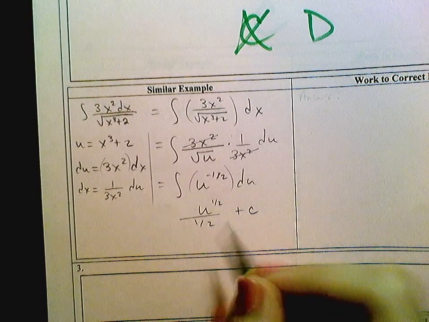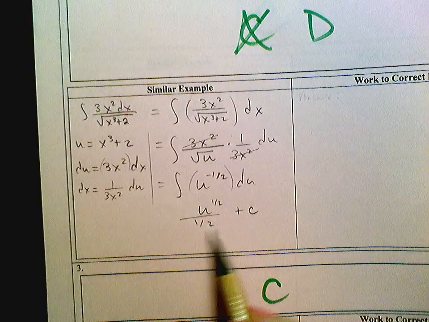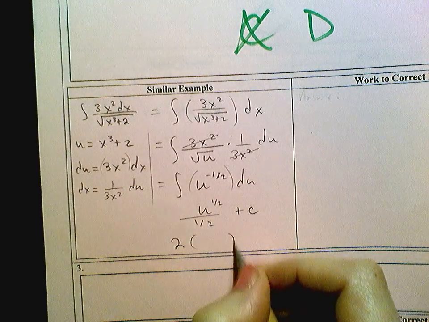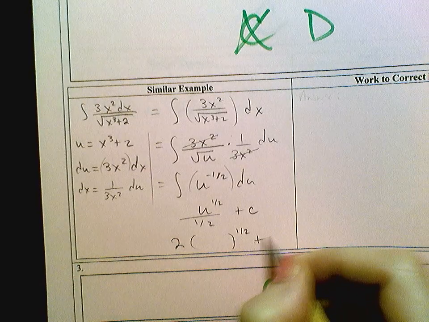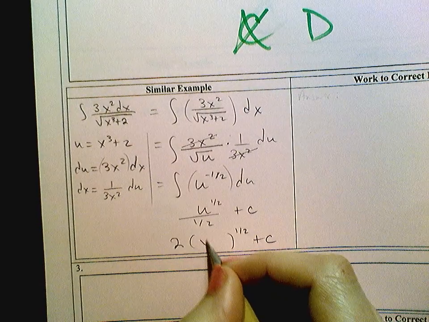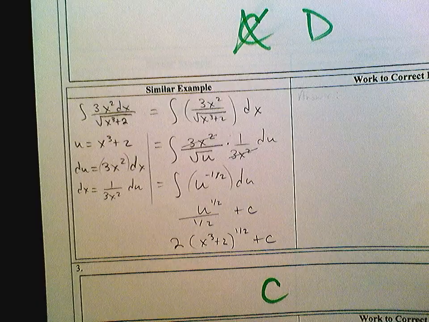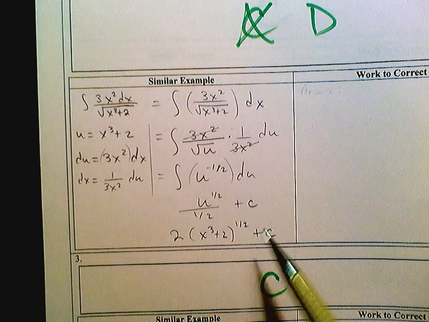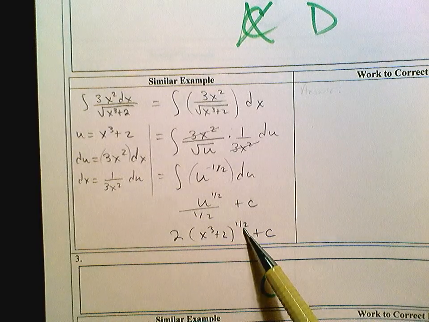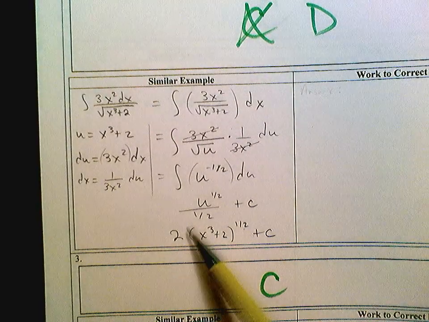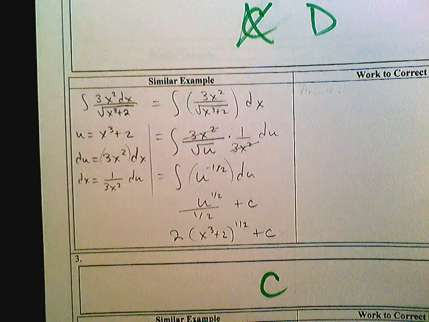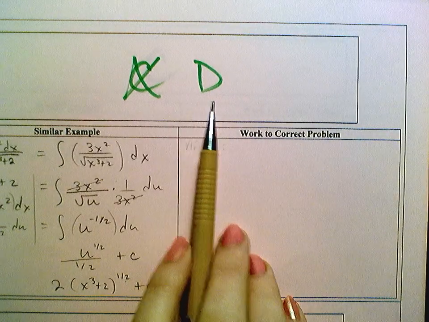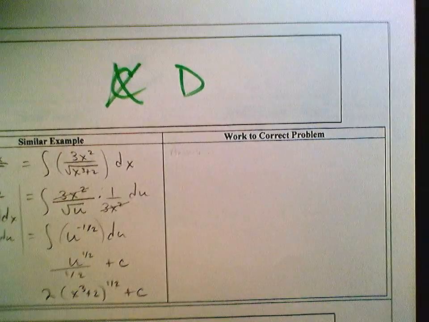The very last step is to plug the u back in. By the way, dividing by 1/2 is the same as multiplying by 2, so that would be 2u to the 1/2 plus c. Then x to the third plus 2 goes back in. And if this was multiple choice, as an extra step you'd need to recognize that the 1/2 power is the square root. Now you're going to do this work up until a point where you can justify picking D.